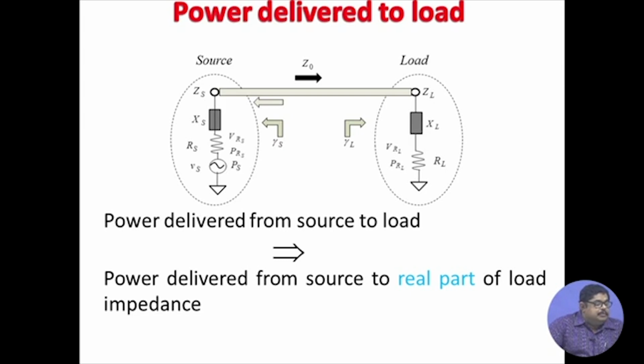So, please remember this, because the power that we can deliver to XL, the reactive part of the load, is not useful power, actually that is a reactive power. So, no practical work or much practical work can be done with that. That is why when we say power delivered from source to load, we mean power delivered from source to the real part of load impedance. That is why we have highlighted that real part. So, this is just a clarification.